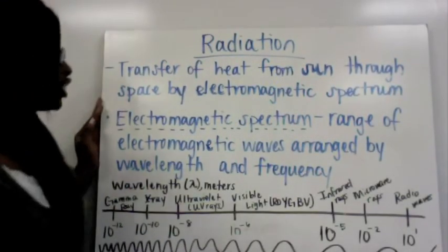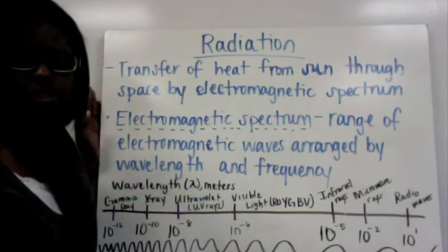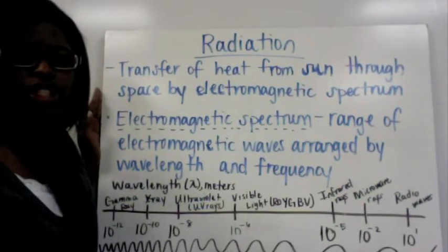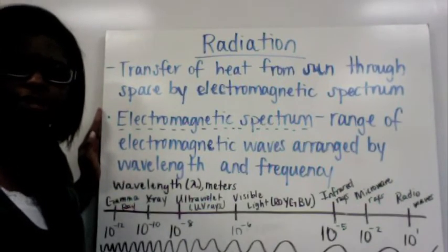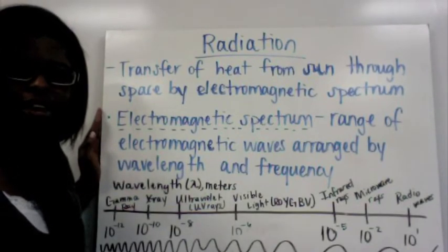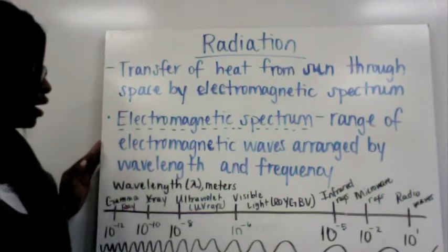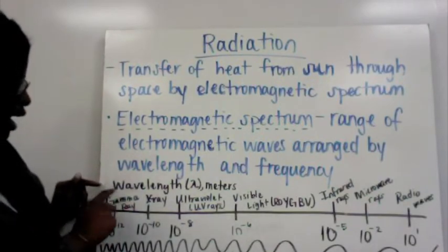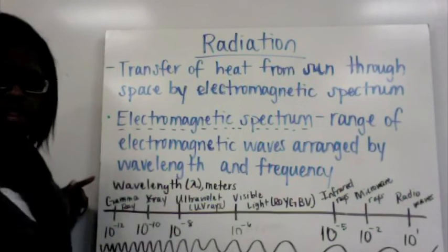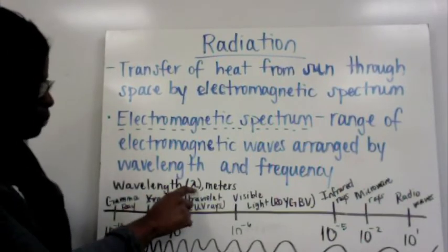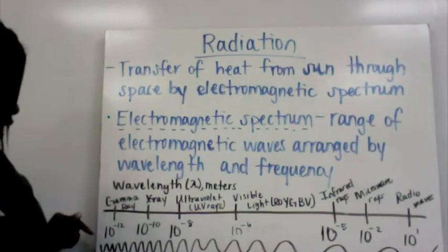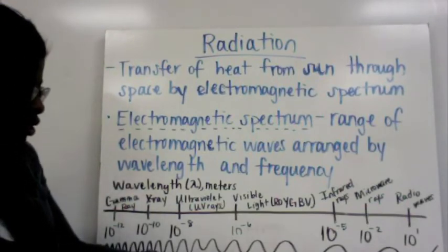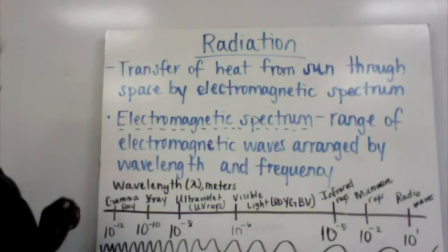Then we have radiation. It's the transfer of heat from the sun through space by the electromagnetic spectrum, which is a range of electromagnetic waves arranged by wavelength and by frequency. So if you look at my diagram here, we have wavelength, and this is the symbol for wavelength, and it's measured in meters. Then we also have down here frequency, which is measured in hertz, and this is the symbol for frequency.